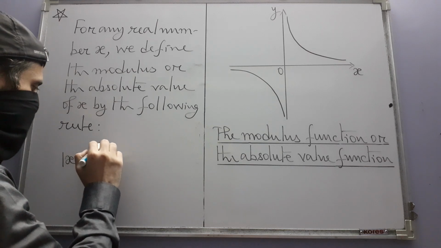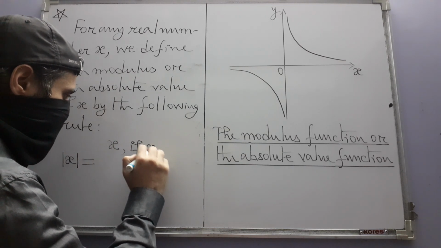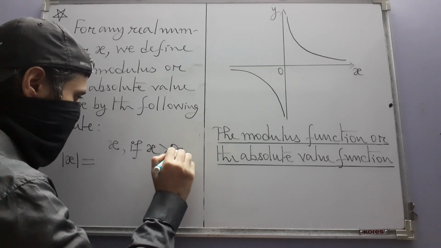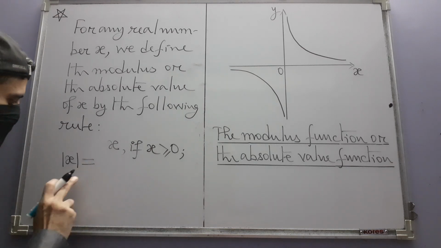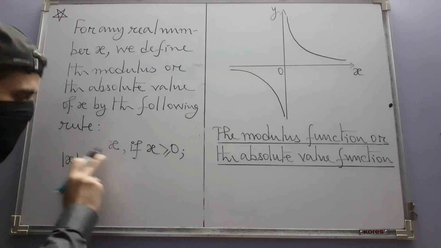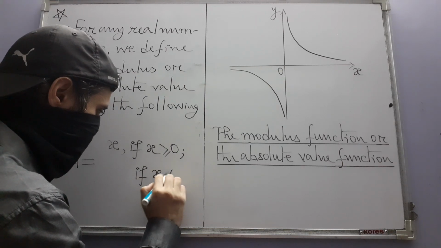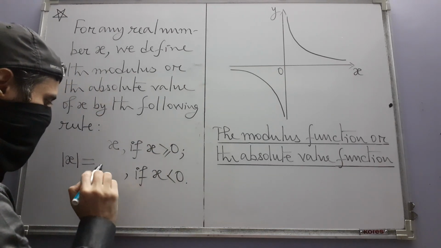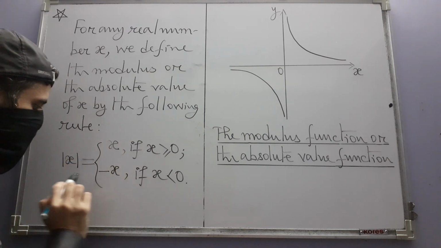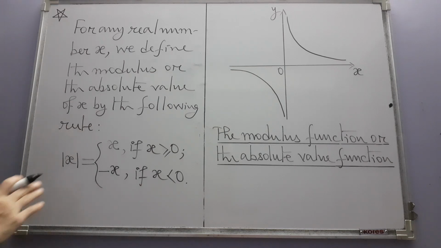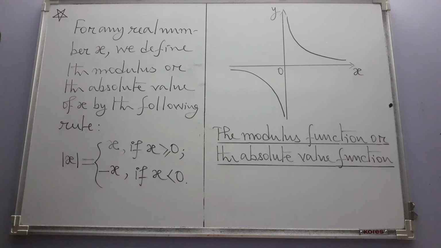By definition, this is equal to x itself if x is non-negative. That means if x is either 0 or positive. In that case, the meaning of this symbol is simply x. On the other hand, if x is negative, then this means minus x. This quantity is called the absolute value of x or the modulus of x.